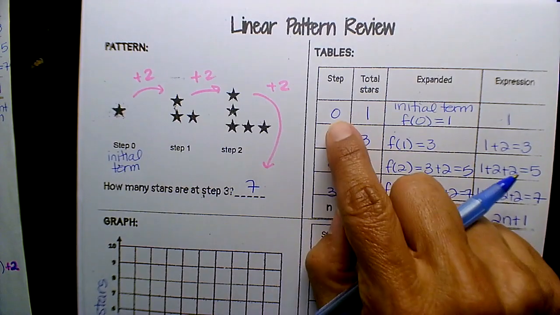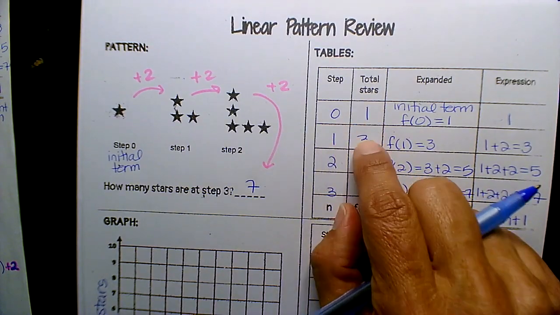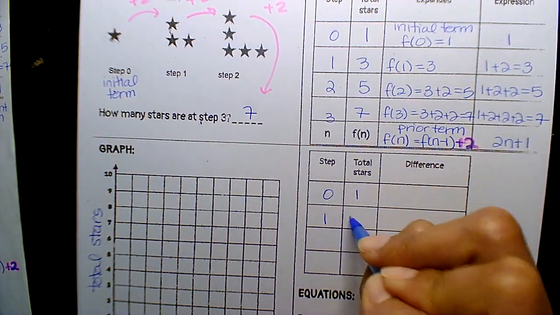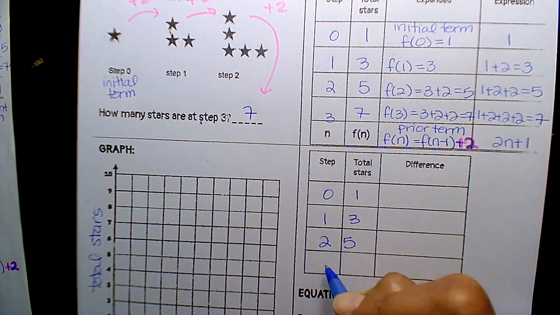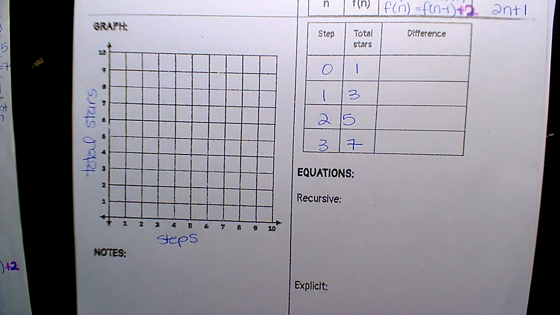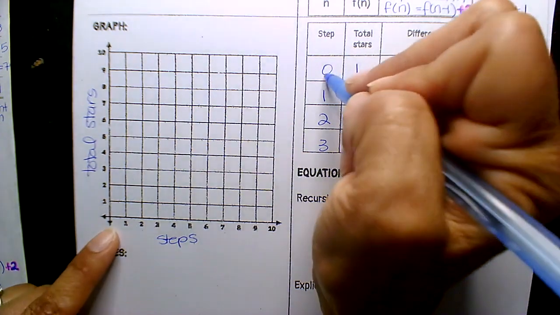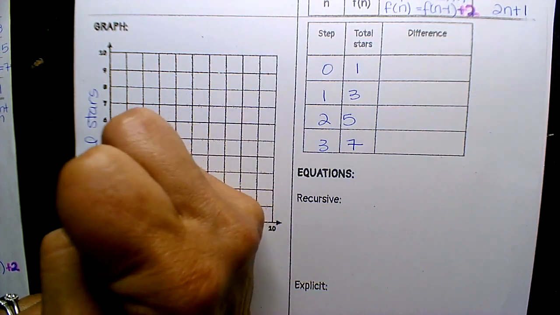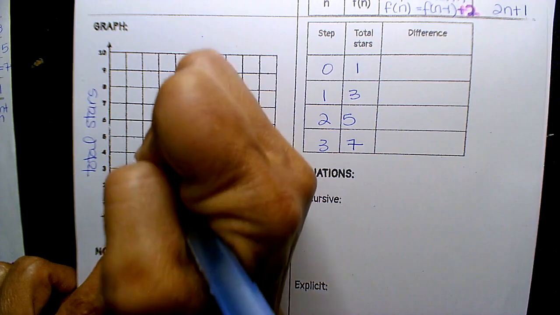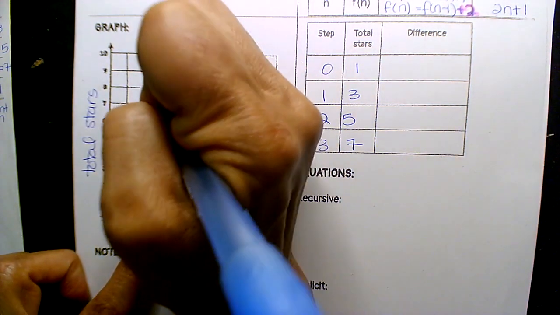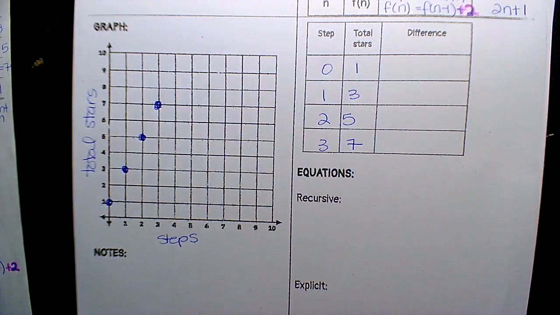Okay, we're going to plot the points. So 0, 1, 1, 3, 2, 5. I'm going to put them over here just so you can see it on the camera. So plot them: 0, 1, 1, 3, 2, 5, 3, 7. Okay, do not connect the plots.